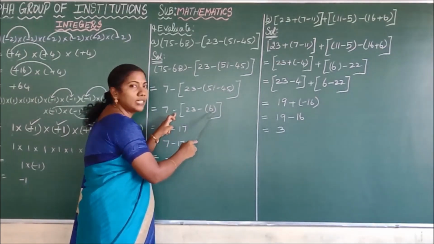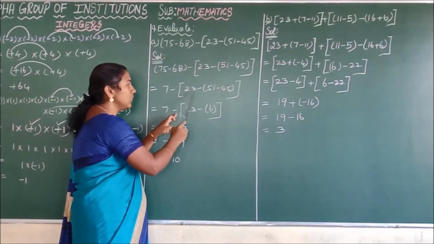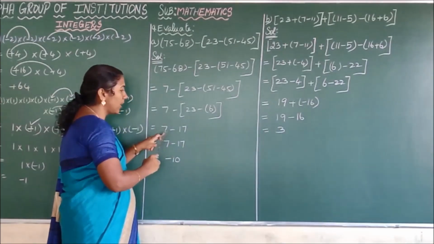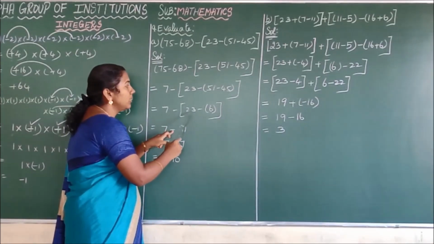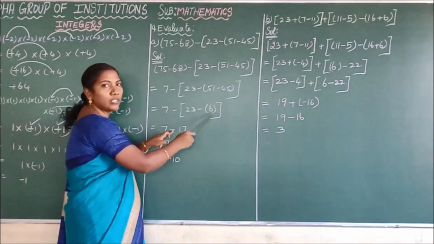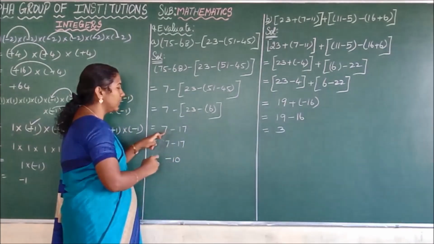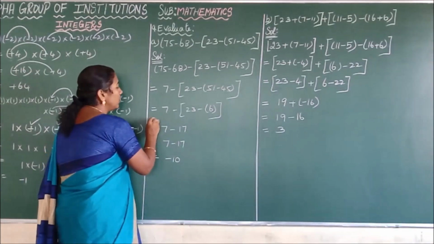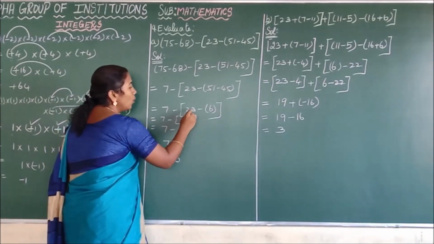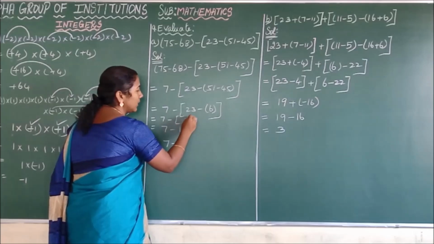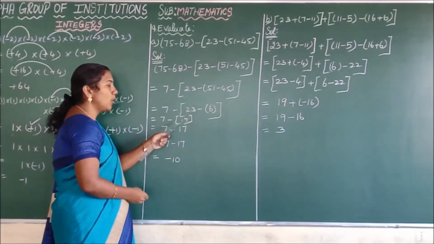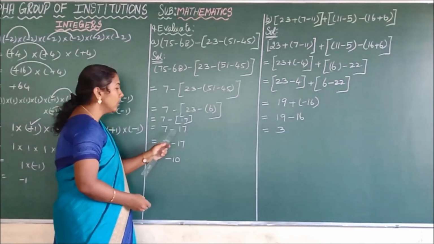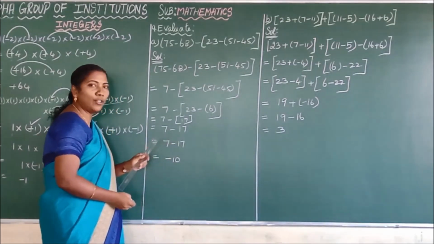Thus we write 6 here, that is 7 minus 23 minus 6. In the next step, 23 minus 6, what is your answer? Yes, 17. That is 7 minus 17. Do you understand, children? Otherwise you can include one more step also. 23 minus 6, what is your answer? 17. Next step, you have to remove the bracket. Thus you get 7 minus 17. Thus the given two integers are of different signs.